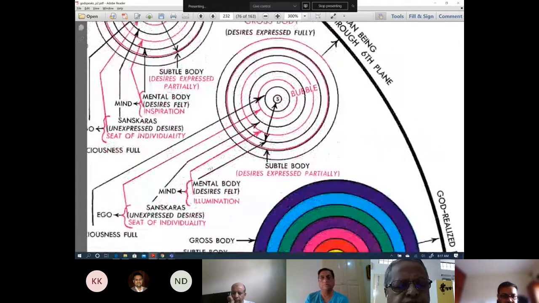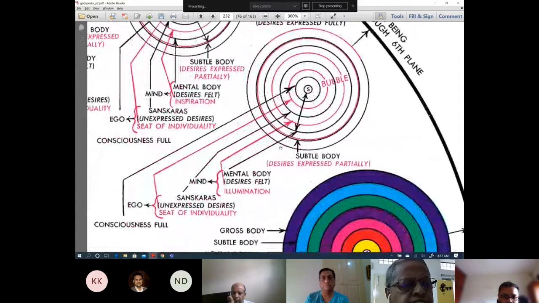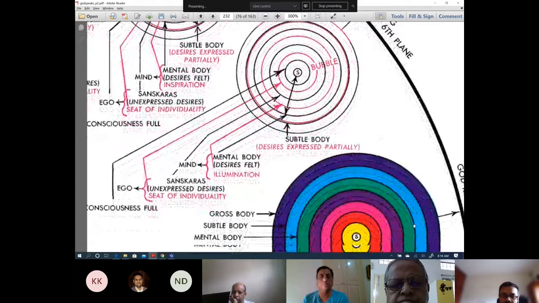Human being advancing through the sixth plane. So here we have the soul, followed by the next circle, the black circle. Consciousness is now full. It's the ego circle, with the pink one being the seat of individuality. Outside that is the mind, sanskaras, again mental body where the desires are felt, and illumination, which continues on in the pink circle. Then you have the circle of the mental body, and then finally you have the subtle body with desires expressed partially.